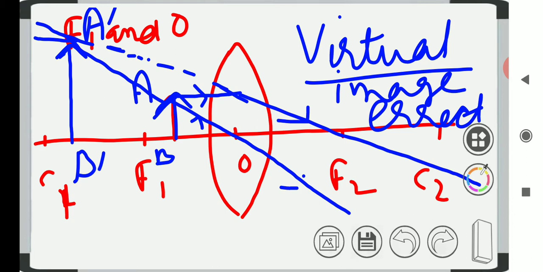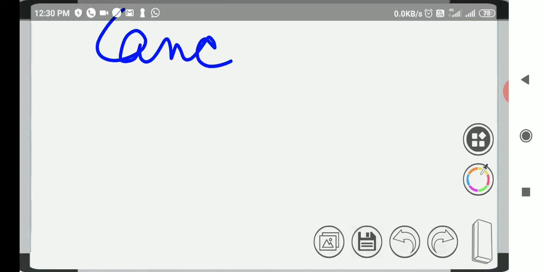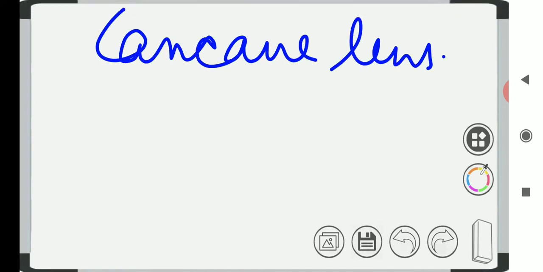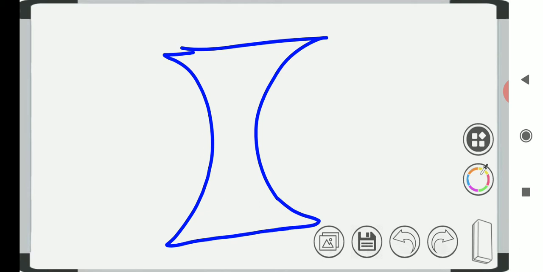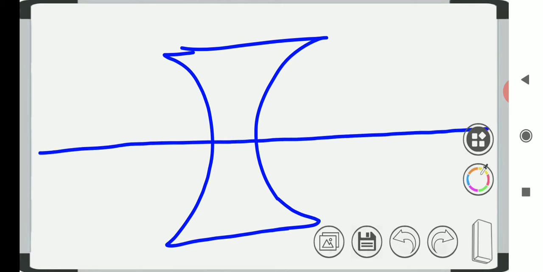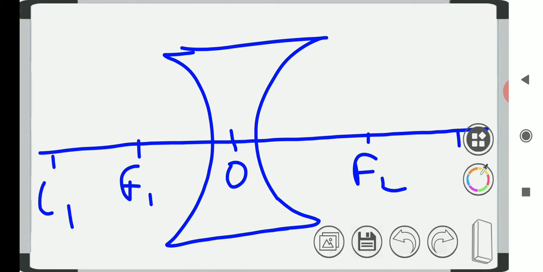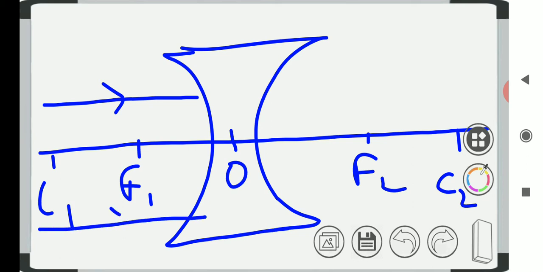So the next case that we will consider is the ray diagrams for the formation of image by concave lens. When the object is at infinity, this is our concave lens, which we know is thicker at the edges and thinner at the middle. This is its optical center, focus point 1, focus point 2, center of curvature, and this is the other center of curvature. When the object is at infinity, a concave lens generally diverges the light rays.